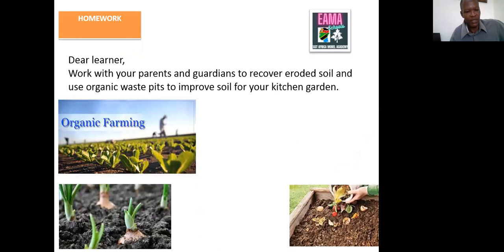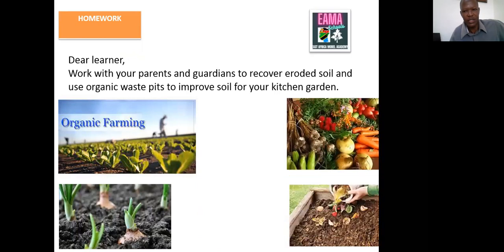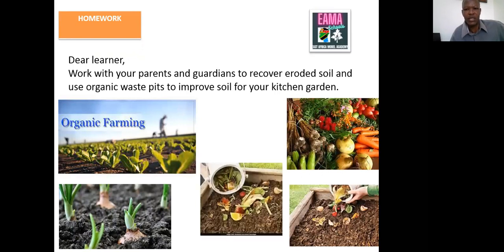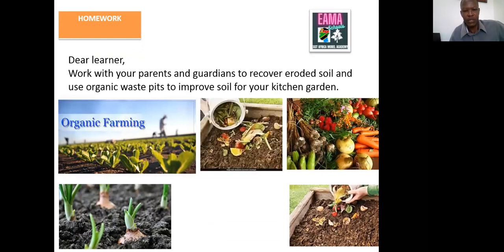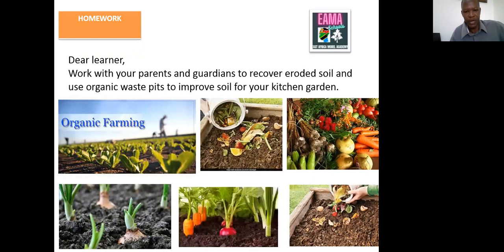Right, you can plant anything, onions, different fruits, carrots, right, bananas, tomatoes. Keep dumping food residues in there, vegetable residue, plant residue. You're just improving. You'll be surprised what you can harvest out of that piece of land, small piece of land at home, at school, right?